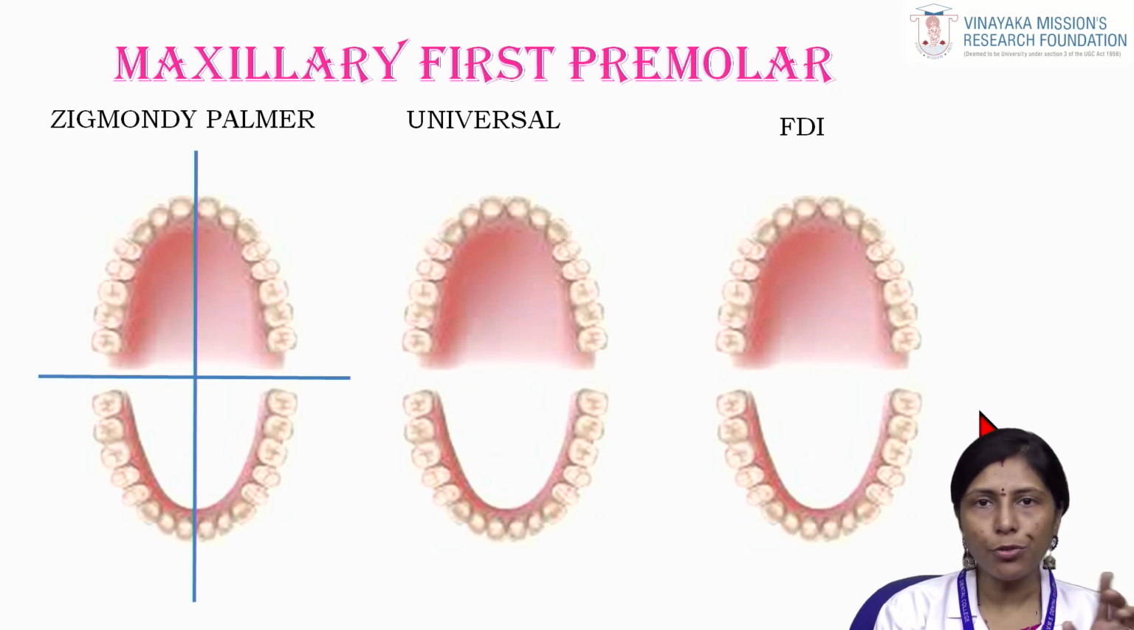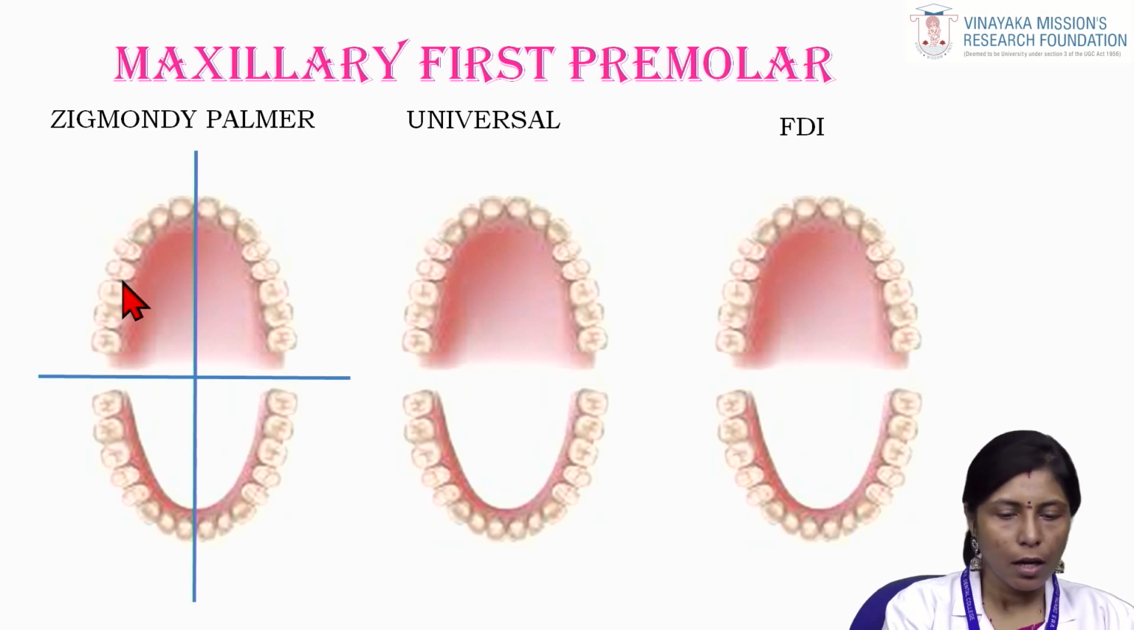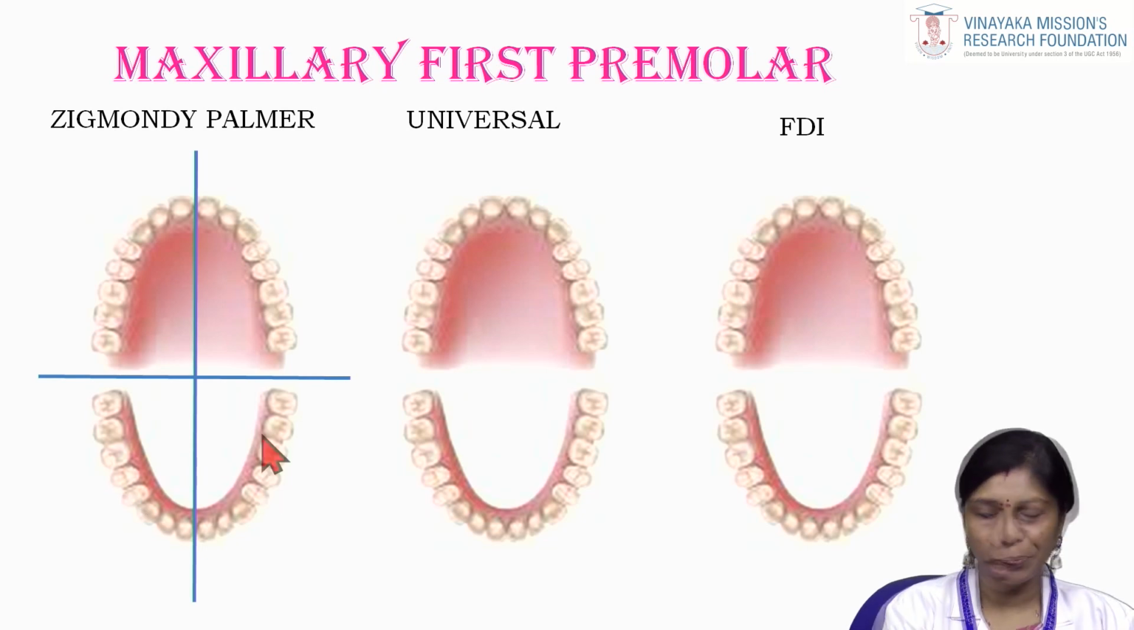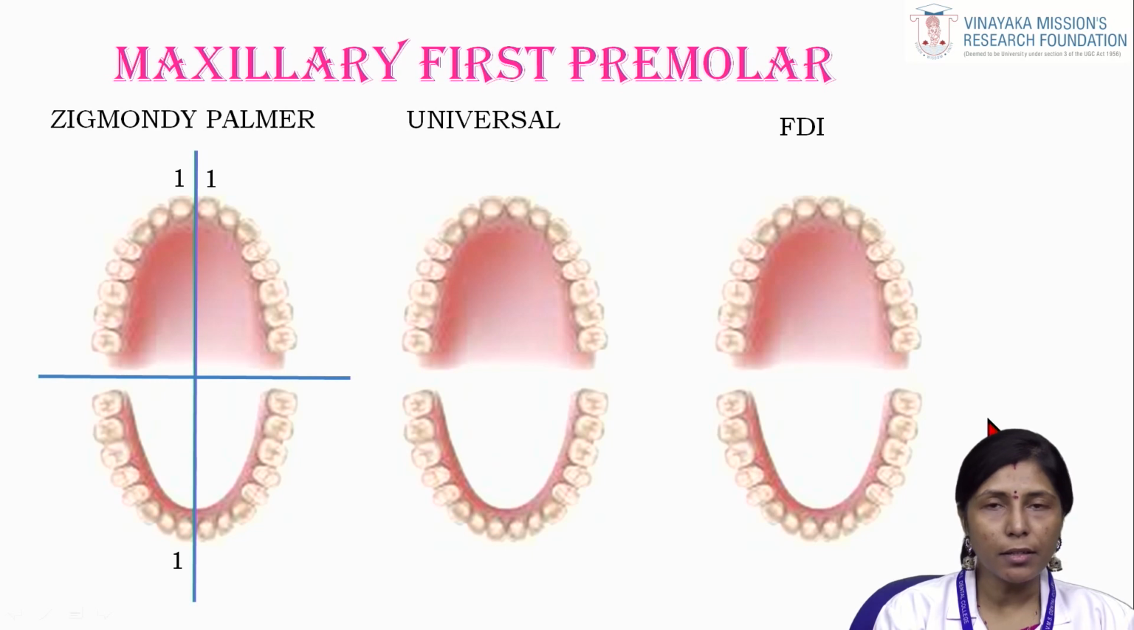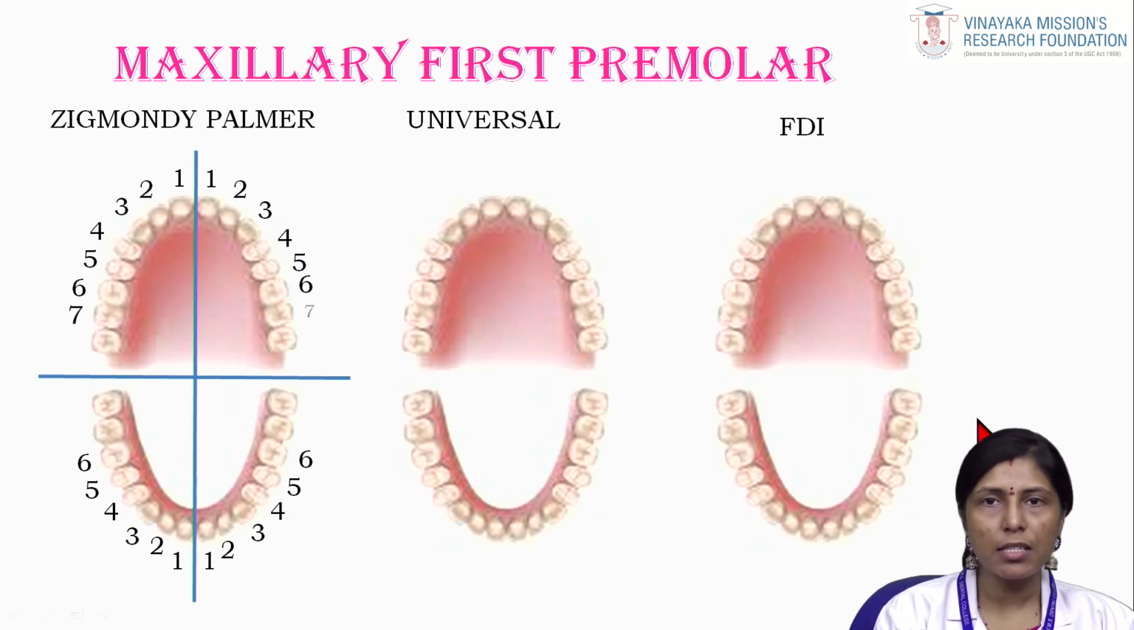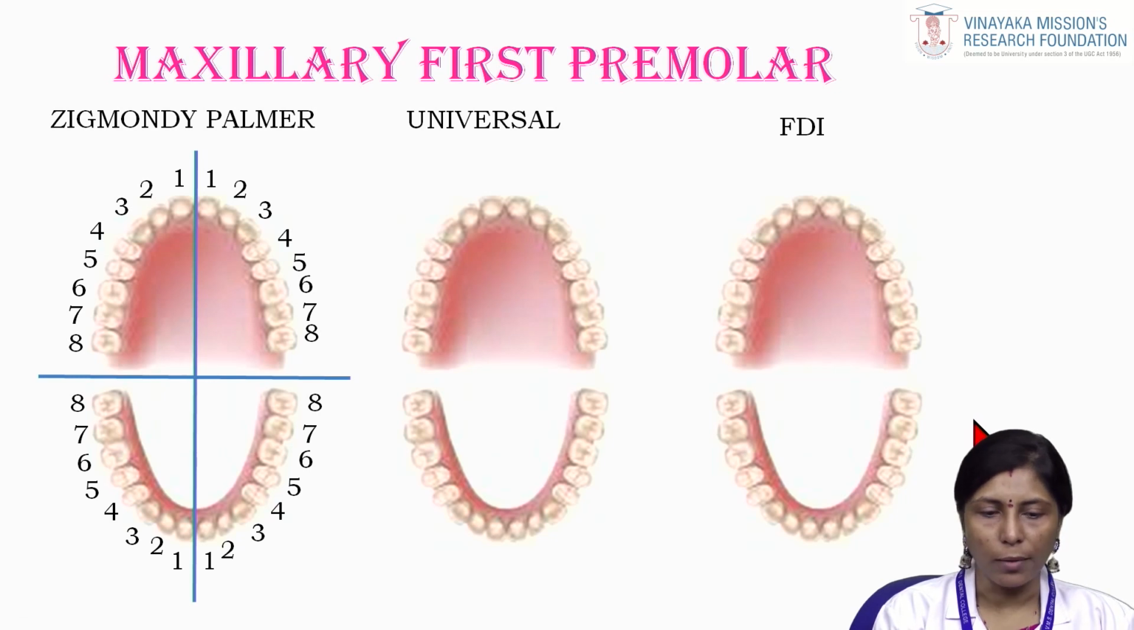So you divide it into 4 quadrants, that is right maxillary, left maxillary, right mandibular, left mandibular, and the tooth is numbered starting from the central incisor, right? So for central incisors, the tooth number is 1, 2 for lateral incisor, 3 for canine, 4 for first premolar, 5 for second premolar, 6 first molar, 7 second molar, 8 third molar.